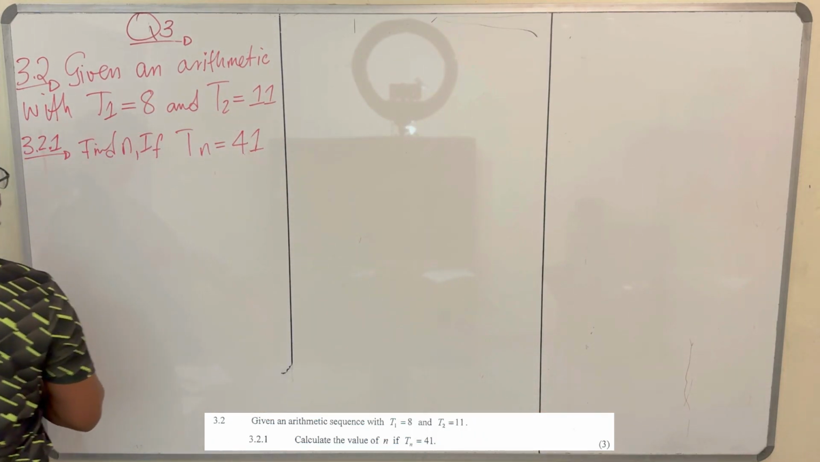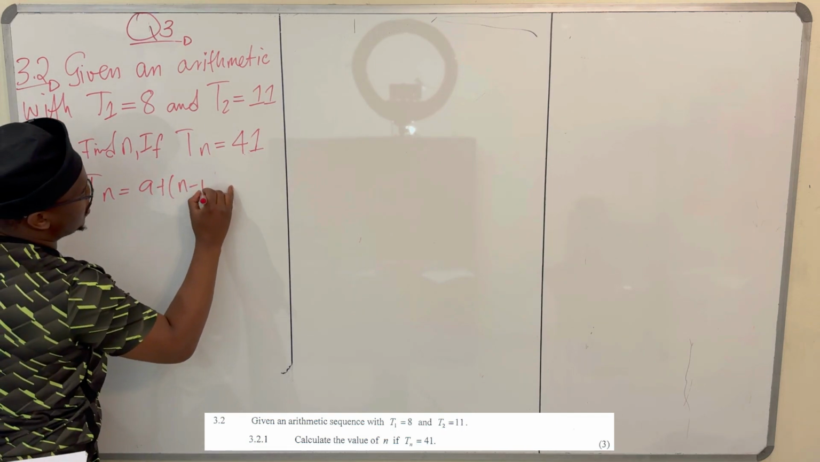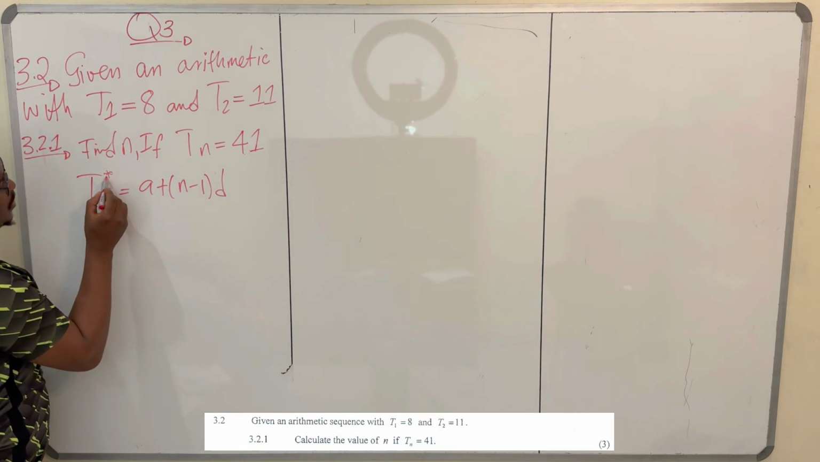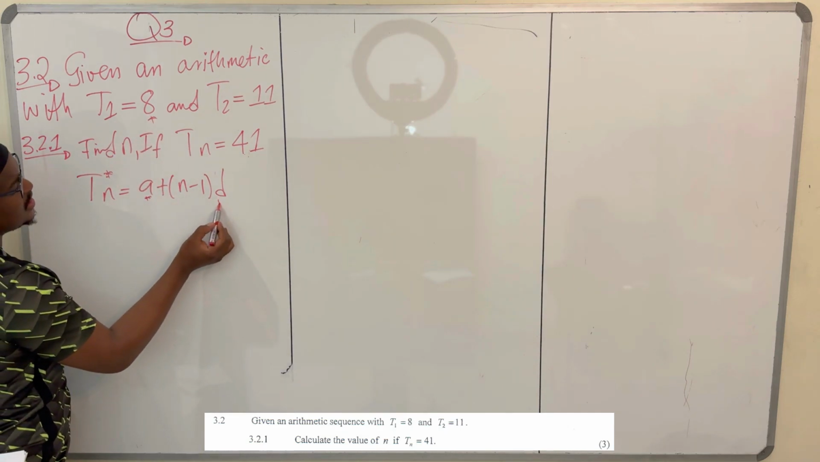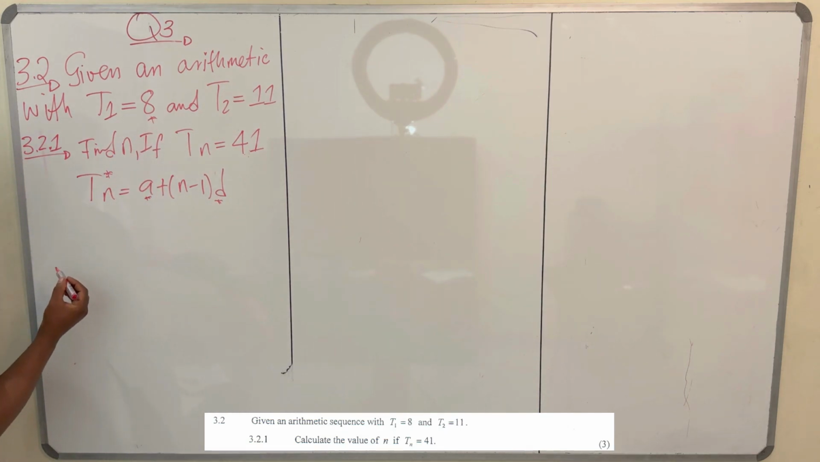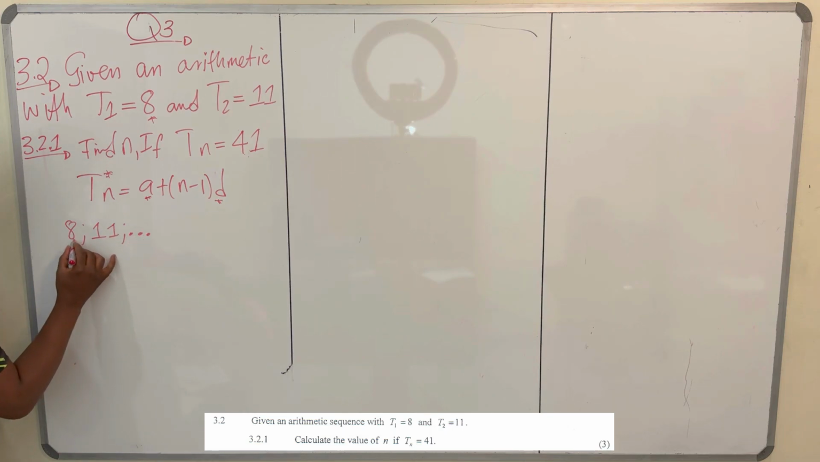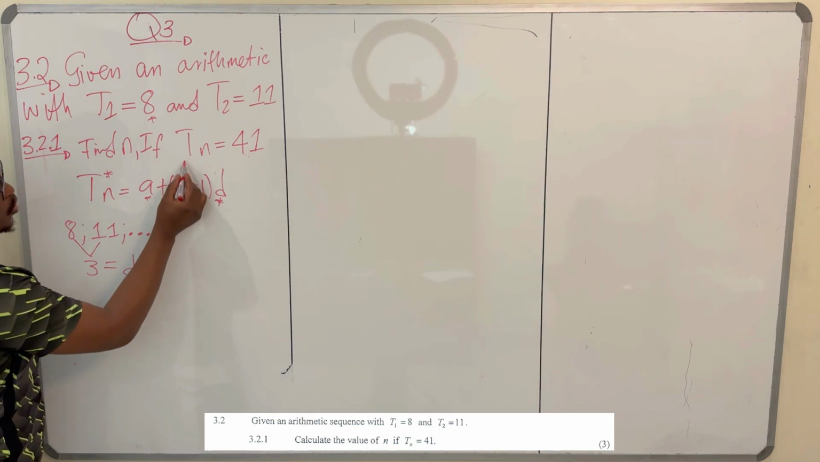So how are we going to do this? You know the general term of an arithmetic sequence is Tn is equal to a plus n minus 1 times d. Right? So Tn we're given is 41, no problem. A is the first term, which is 8, and d is the common difference. So let's go and find the common difference. We have the first term 8, the second term 11, and so on. So the difference between them is 3. So this is your common difference, d. So you're only missing n.